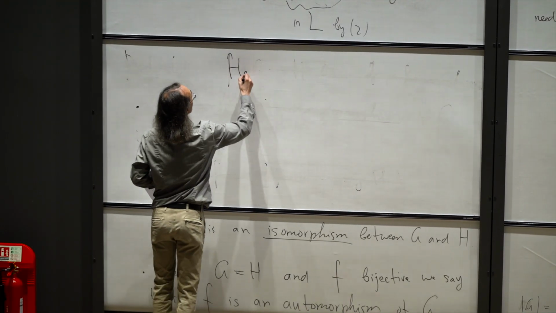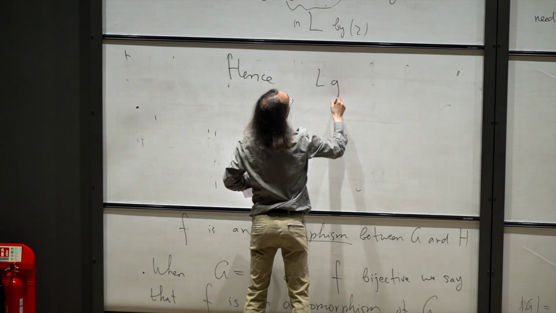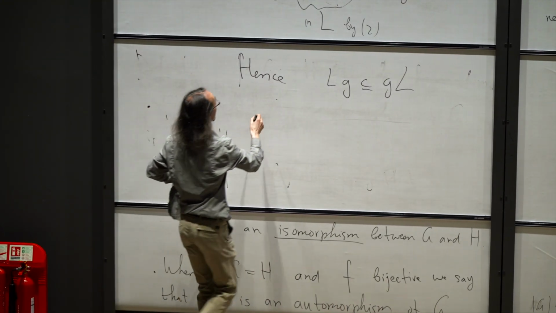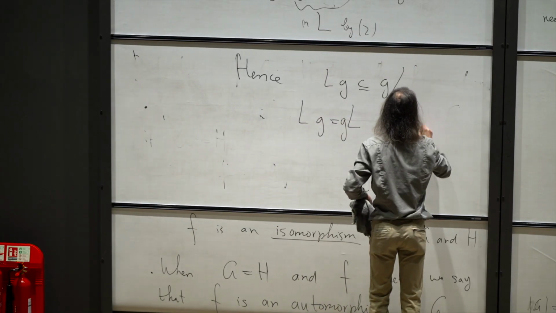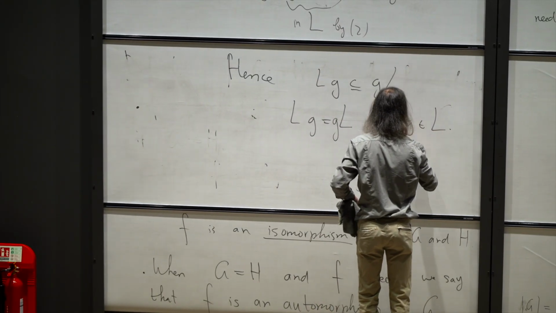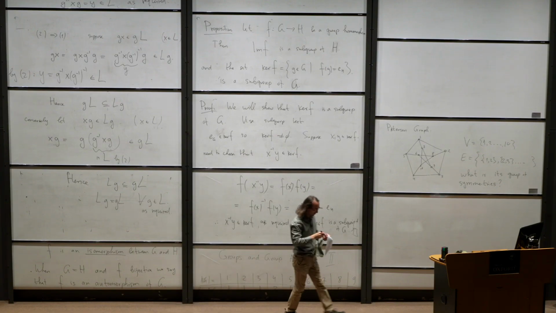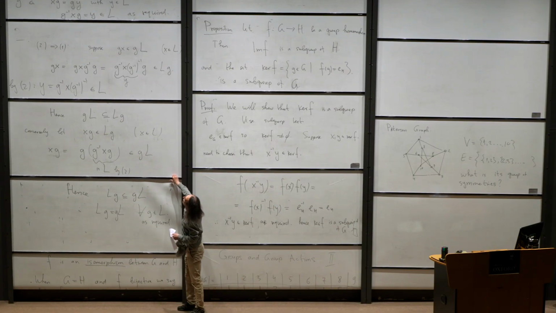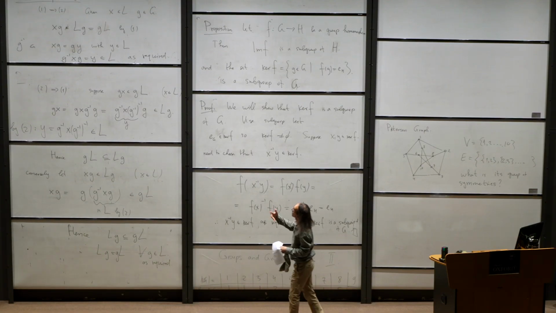Hence, I started with something in LG and I proved that this is in GL. And I proved the opposite inclusion, and therefore LG is equal to GL, as required. Okay. So this proves that the two properties 1 and 2 are equivalent, and we call a subgroup normal if it satisfies either of them, both of them.